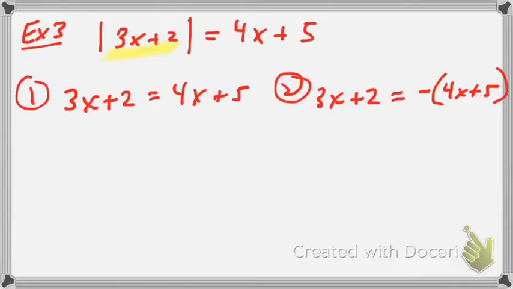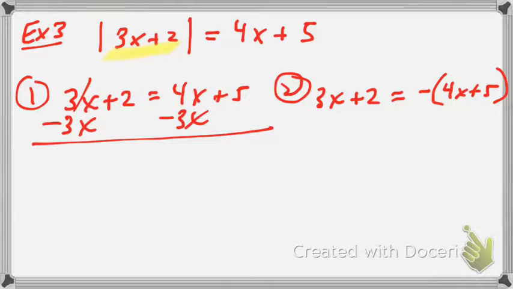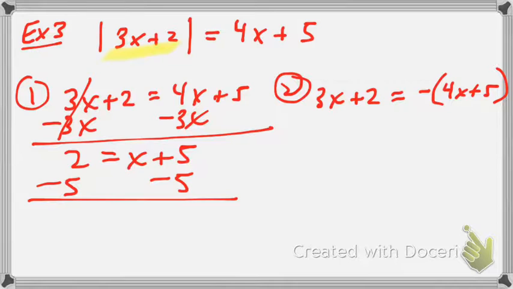Alright, I'll go ahead and solve. So we have variables on both sides of the equal sign, so I'm going to subtract the smaller one from the bigger. So 2 equals 4x minus 3x is x plus 5. I'm now going to subtract 5 from both sides. So negative 3 equals x.